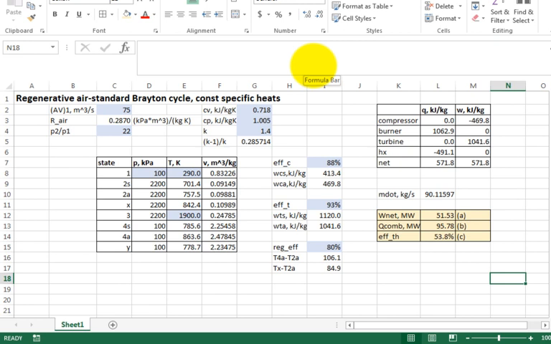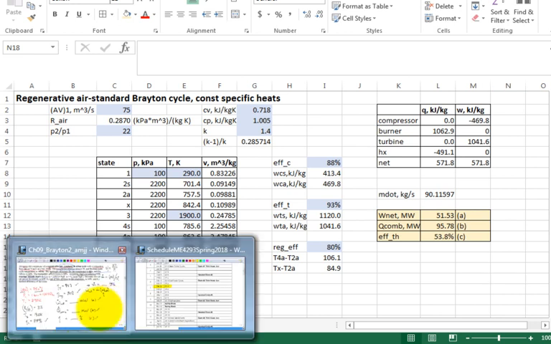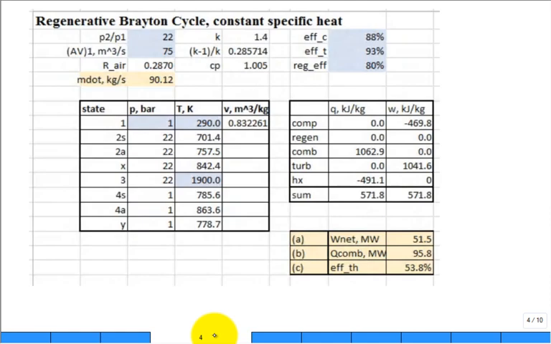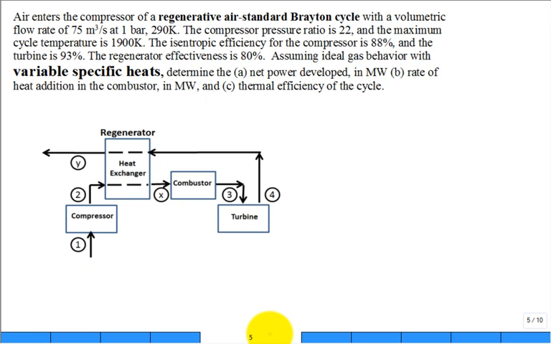Guess what we do for the next problem? So we come back here to our problem statement and we say, same numbers, different Excel file that I did differently, but it's the same values. And you resolve the problem. It's still a regenerative air standard Brayton cycle, but what are they asking you to do down here?